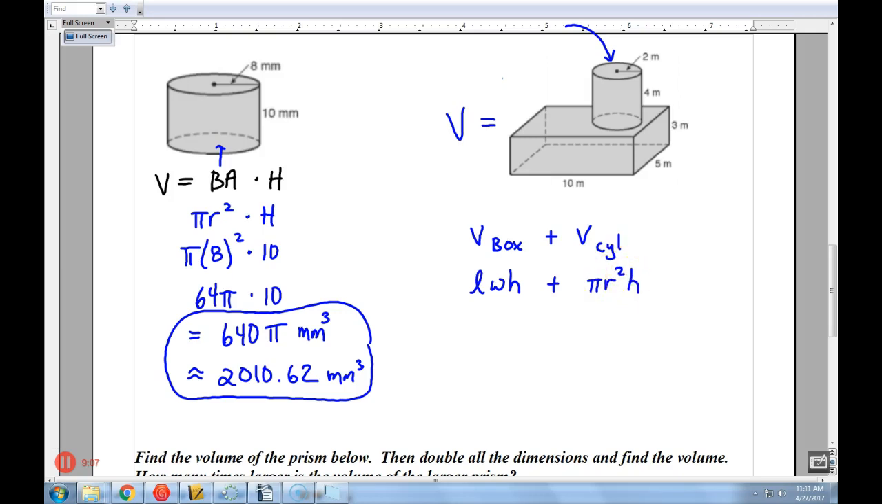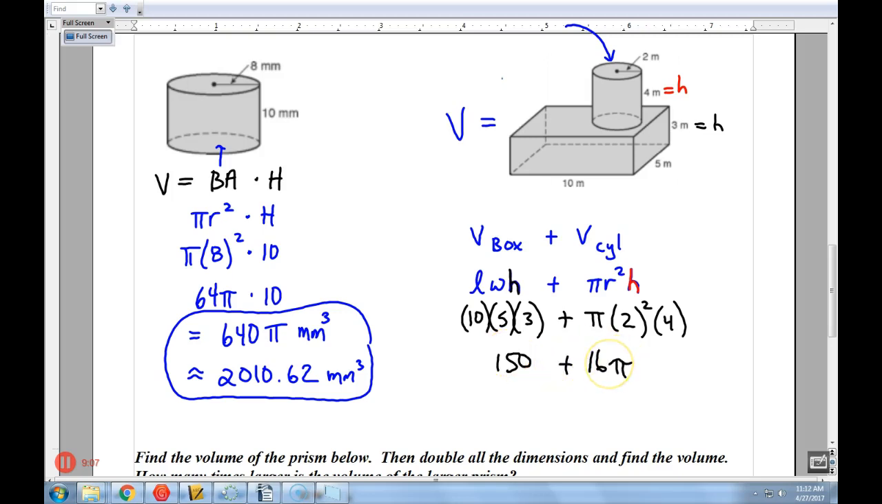Now these two h's are going to be different though, because this height represents the height of the cylinder, where this height right here represents the height of the box. So you have two different h's going on there. So let's go ahead and break this down. Length times width times height plus pi times the radius, which is 2, squared, times 4, and that's 150 plus that 16 pi.